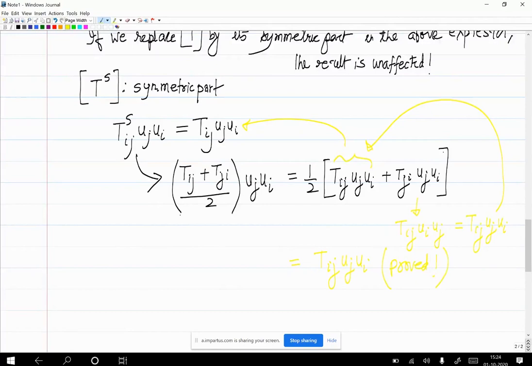And this also means that if you take the anti-symmetric part, which I denote by TA, so TAij Uj Ui, so this is anti-symmetric. And when you work this out, you will see that it is equal to 0. Maybe you should try to prove it later on, okay?